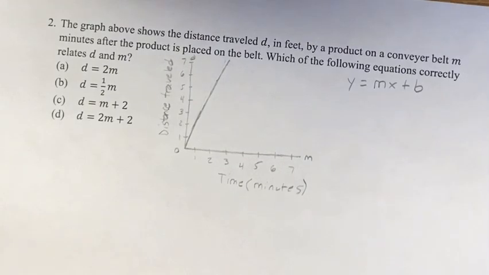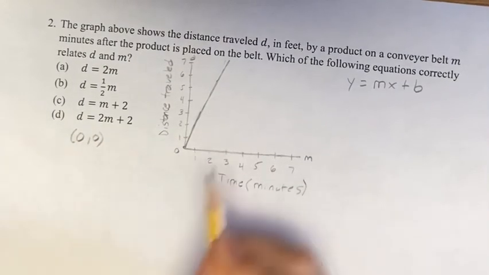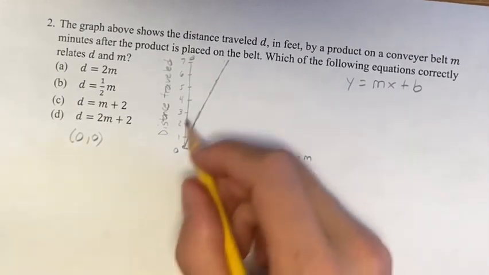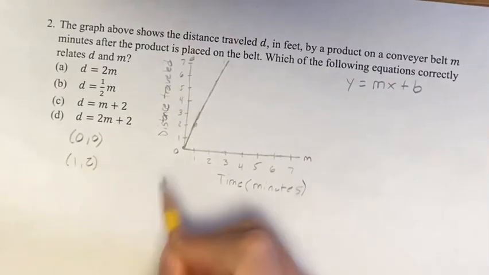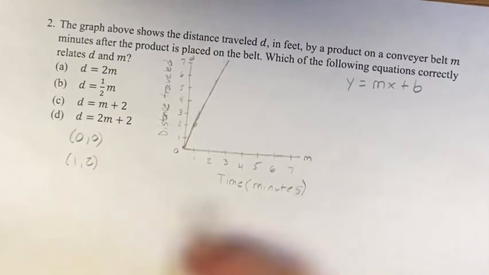To find the equation of a line, you have to pick 2 points. So we can choose the origin, 0, 0. If you have that as an option, it's usually pretty good, makes the numbers easier. And we can pick the point 1, 2. So we have these 2 points.